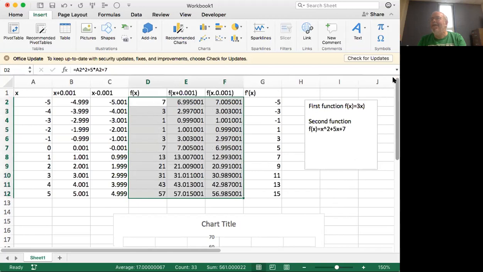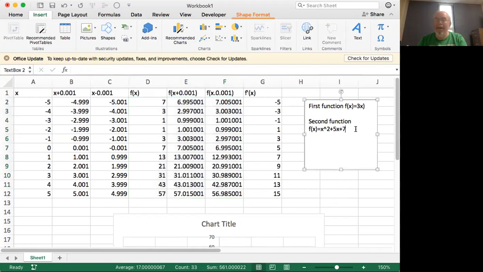So again, I have this template I can use, and with the template, I can look at the function and its derivative at the same time. For the third function, f of x equals 100 times 1.06 to the x.